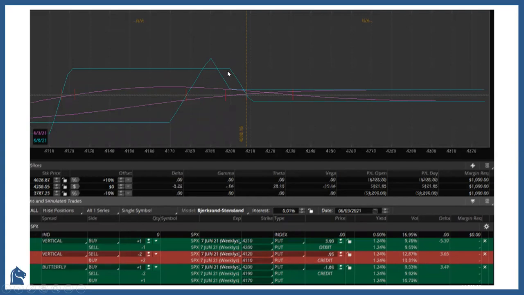The boxcar being condorized has a lower peak, but over a wide range. It's flat, and that's an effect of condorizing a butterfly. And I know it's hard to tell, but this line is the T+0 line for the boxcar, and this is the one for the butterfly, okay?